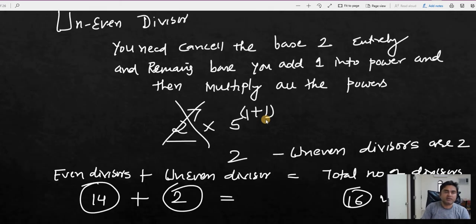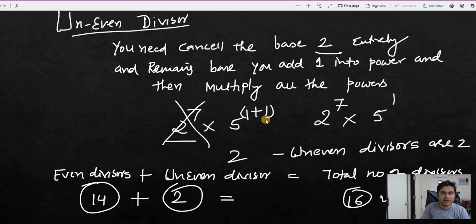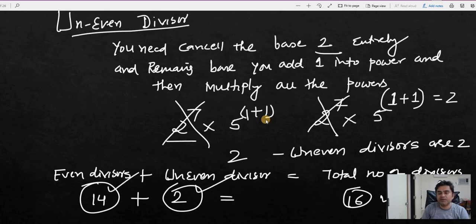Next, uneven divisors. For uneven divisors, you need to cancel the base 2 entirely. So let's say in the given example, it is 2 to the power 7 and 5 to the power 1, and we are finding the uneven divisors. For uneven divisors, if there is a base 2, you have to remove it completely with its power. And then there is 1 in the power of 5, base 5. So 1 plus 1 is 2. So the total number of uneven divisors is 2, and even divisors are 14. And we know the total number of divisors is 16, so it tallies also.